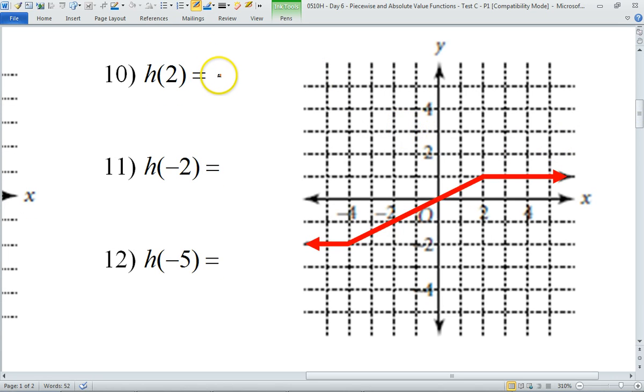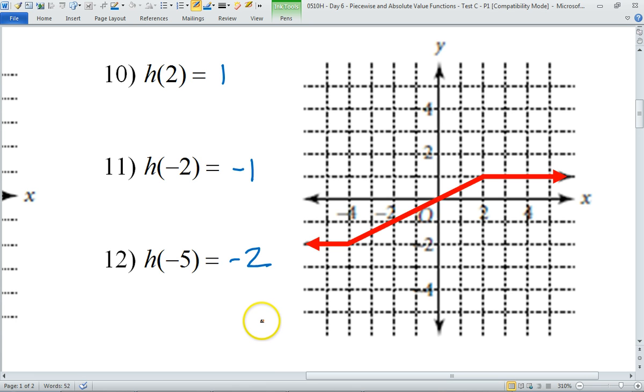What's the answer to number 10, Mr. Perez? 1. Number 10 is 1. Ms. Street, what's the answer to number 11? Negative 1. What's the answer to number 12? Negative 2. Okay, I just threw those up there without explanation.